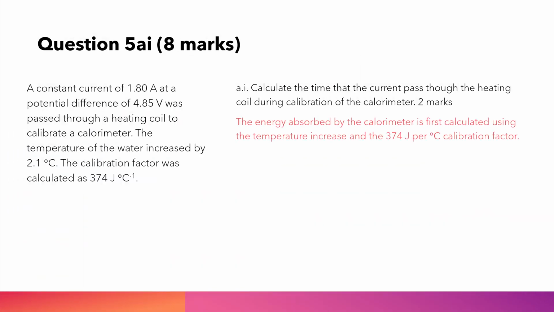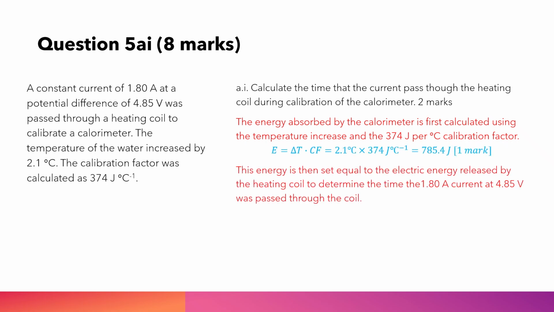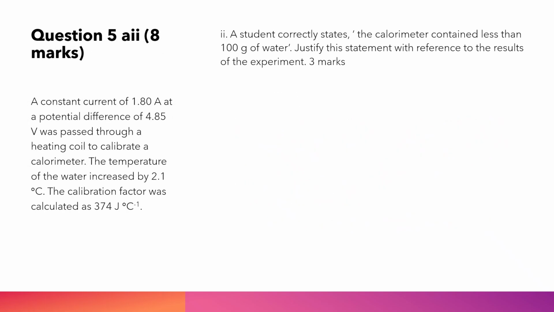The energy absorbed by the calorimeter is first calculated using the temperature increase and the 374 J per degree C calibration factor. This energy is then set equal to the electric energy released by the heating coil to determine the time the 1.80 A current at 4.85 V was passed through the coil.